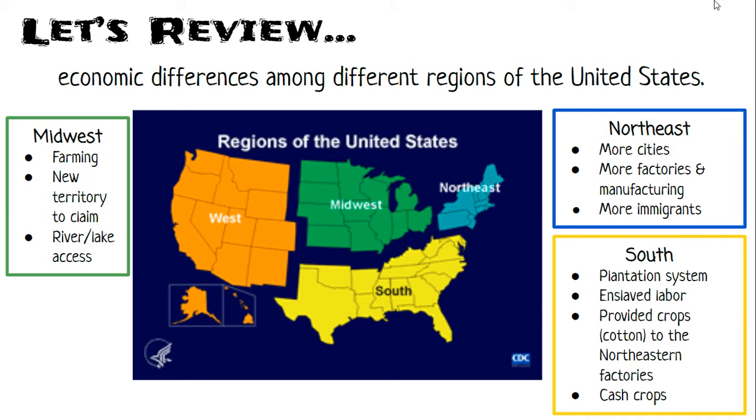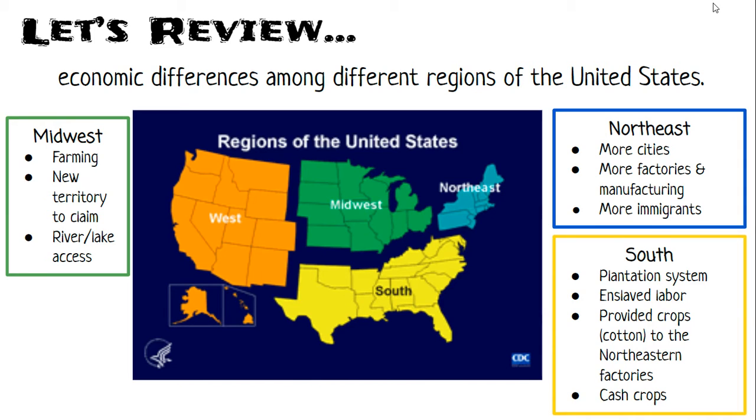And in the Midwest, this is our new section in green, which we're referring to as the Midwest. This is going to be an area of the country that's mostly based around farming. They also have a lot of really good river access to the Great Lakes. And so when we talk about canals and shipping and using steamboats, the Midwest is going to benefit from that especially. There's lots of new land and territory to claim in the Midwest.